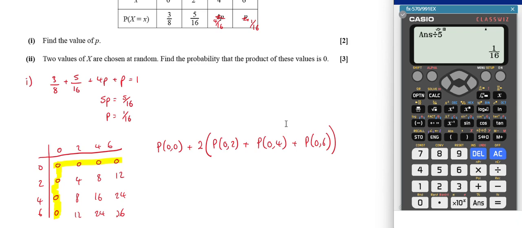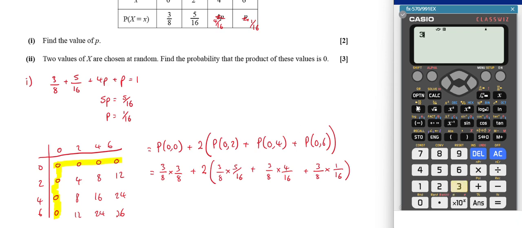So the probability of 0, 0, well, that's going to be 3 eighths times 3 eighths, plus 2 lots of 0 and 2, well, that would be 3 eighths for the 0 multiplied by 5 sixteenths for the 2, plus 3 eighths for the 0, 4 sixteenths for the 4, plus 3 eighths for the 0 and 1 sixteenth for the 6.